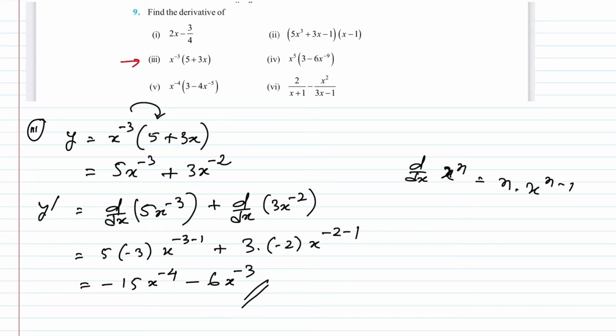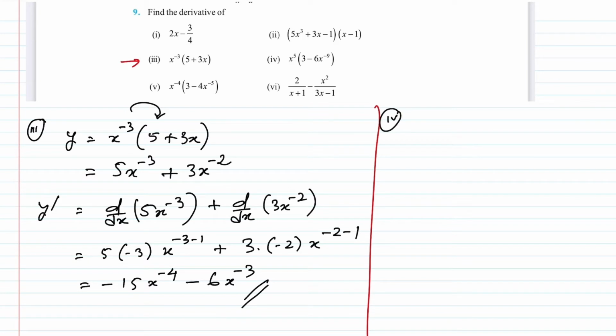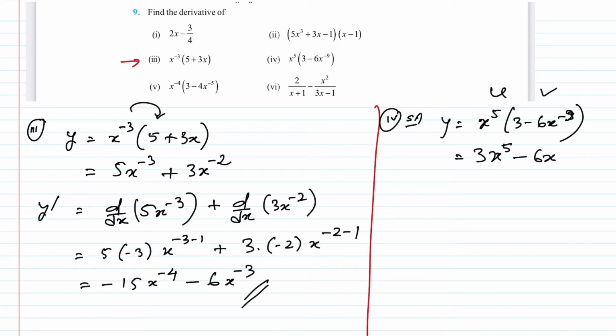Okay, so now let me show you the next one, that is number 4. Here it is y is equal to x to the power 3 (x to the power 2 minus 6x to the power minus 9)... Okay, so here you can similarly multiply, or you can apply u and v also. Instead of that, it will be better if you multiply in this case. 6x to the power minus 9 plus 5, that's going to be minus 4. Yes, now find the derivative.